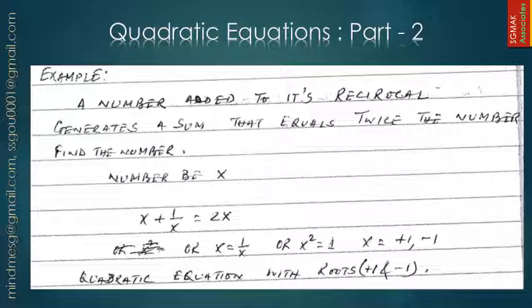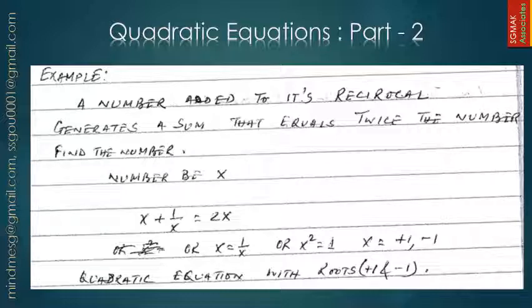First problem is find a number that, added to its reciprocal, generates a sum that equals twice the number. So if the original number is x, the reciprocal is 1 over x. So when you add the reciprocal to the number, x plus 1 over x gives you twice the original number, 2 times x. So that's how you convert the problem statement to an equation.